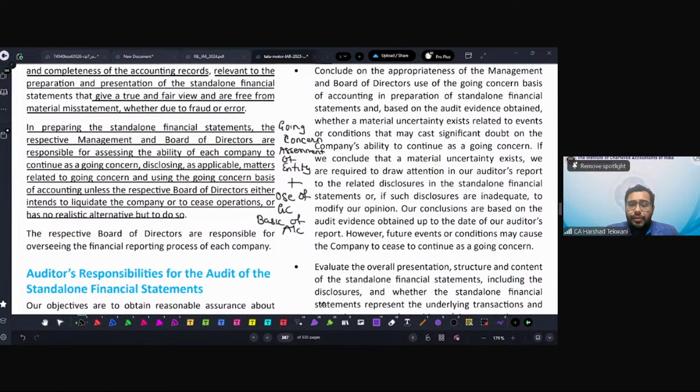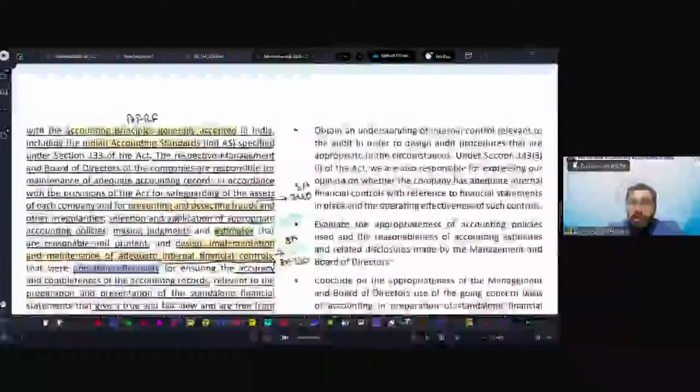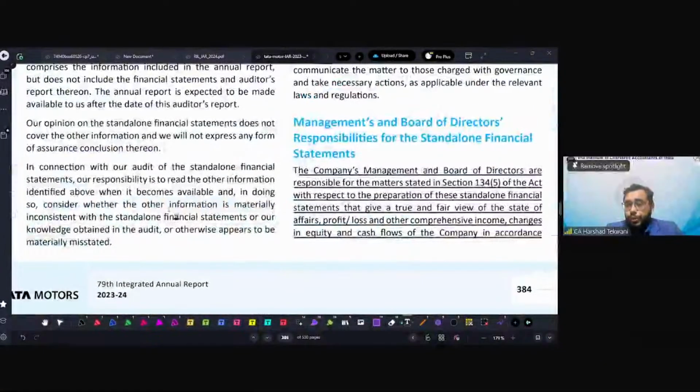And then the last part is the responsibility of the board of directors to oversee the financial reporting process of each company. So this is the management responsibility part that is required in your audit report. Any doubt with this? Any doubt?